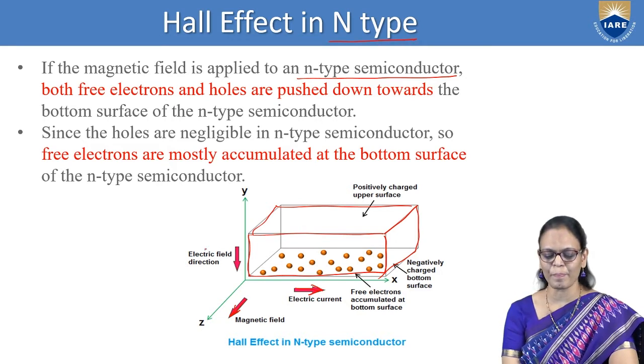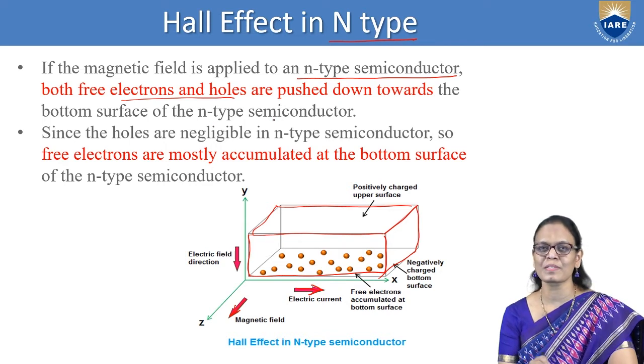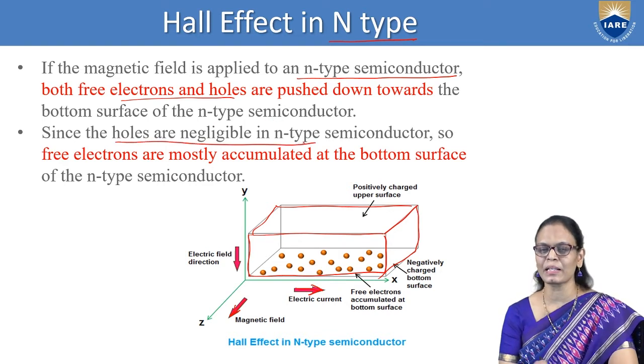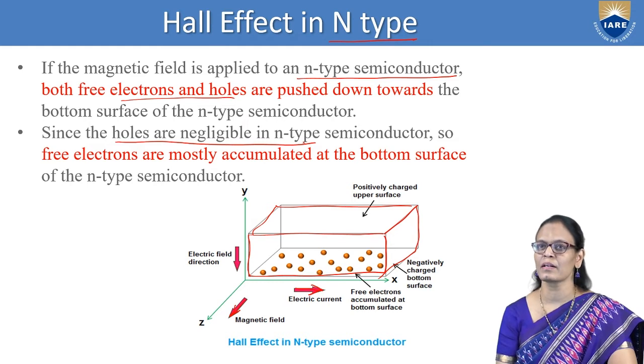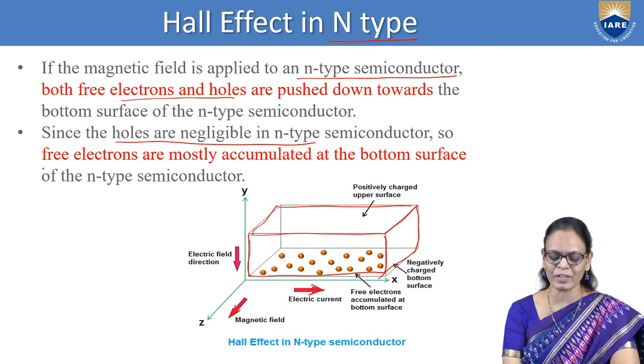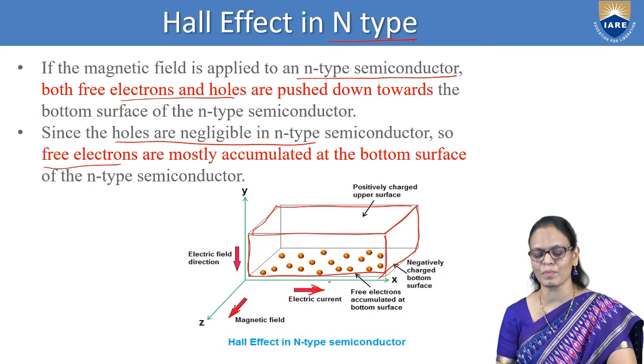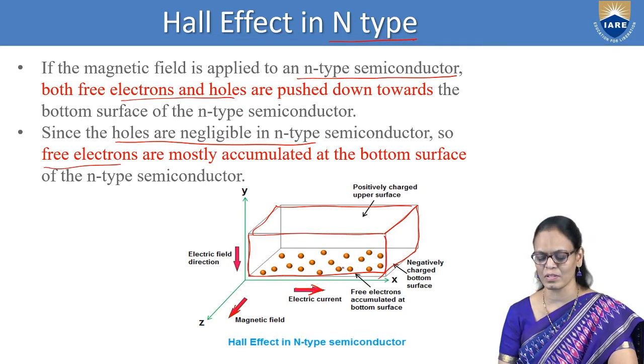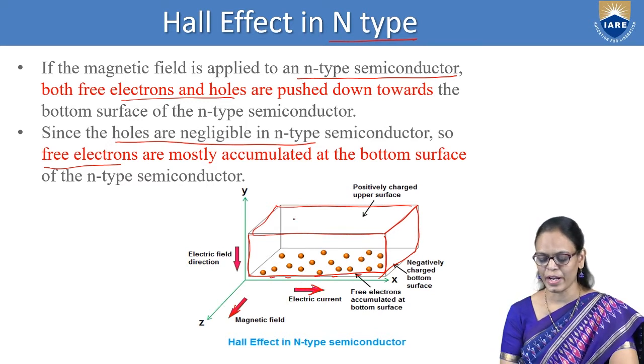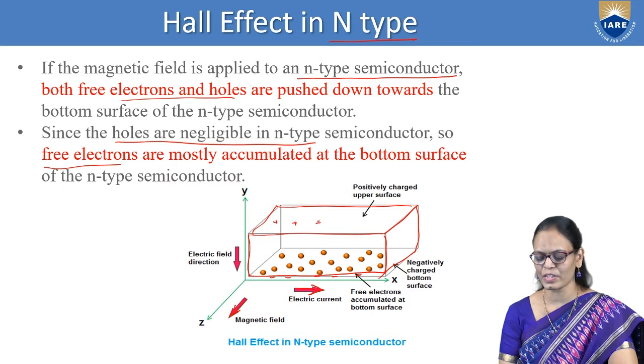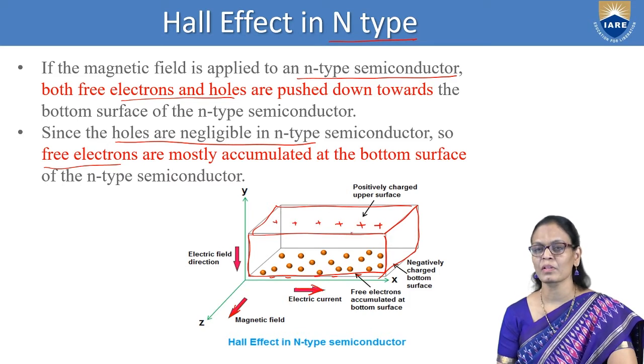In n-type, electrons and holes are pushed to the bottom surface, but holes are negligible in n-type. The majority carriers are electrons, so free electrons are accumulated at the bottom surface. All these are electrons, so we can say that a negative charge is developed here, and the opposite side will be positive with respect to that. When there is separation of charges, an electric field is developed between the two.